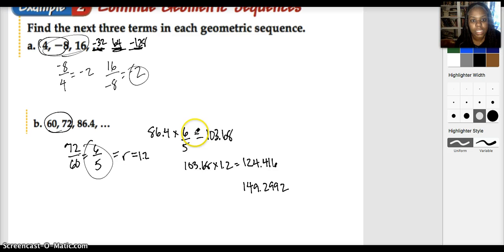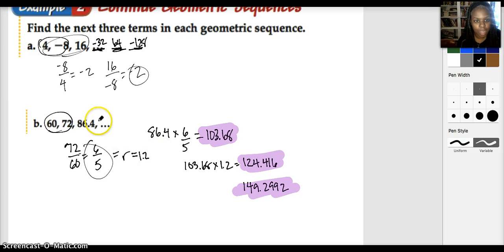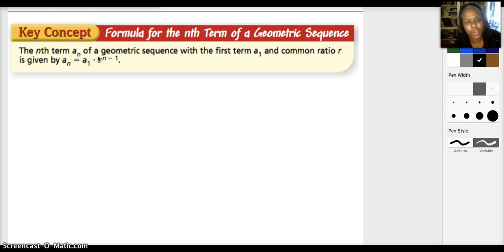When I multiplied these two values together, I got 103.68. And then realizing that 6/5 is really just 1.2, I multiplied this value by 1.2. I got this, and then I multiplied this value by 1.2 and got this, all with the help of Desmos. And so our next couple of values would be 103.68, 124.416, and finally 149.292. And so we're going to skip over a little example and just talk about this concept summary.